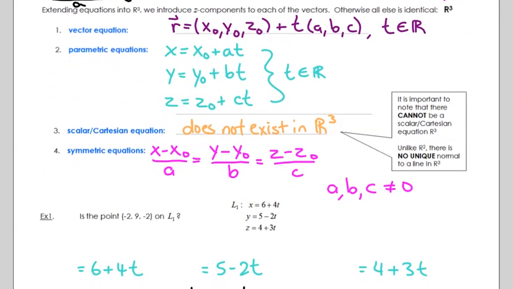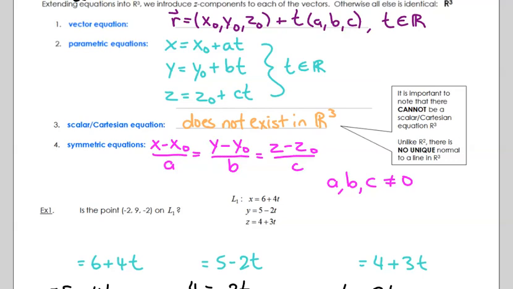So these are what they look like in 3 dimensions now. Pretty much very logical. If you look at the vector equation, you have a third component for each of the vectors. For the parametric equation, as you would expect, you have a third equation, your z equation.